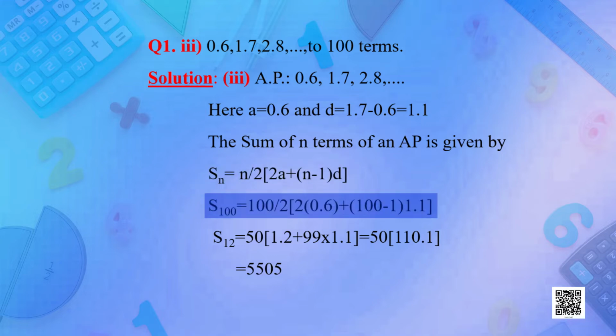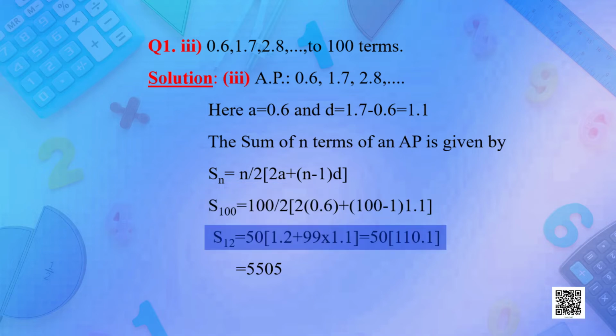Here on substituting the values, we have 100 upon 2 into 2 into 0.6 plus 100 minus 1 multiplied by 1.1, that is equal to 50 into 1.2 plus 99 into 1.1, that gives us 50 into 110.1. On simplification, we get 5505. I hope it is clear. Let us do the next part.